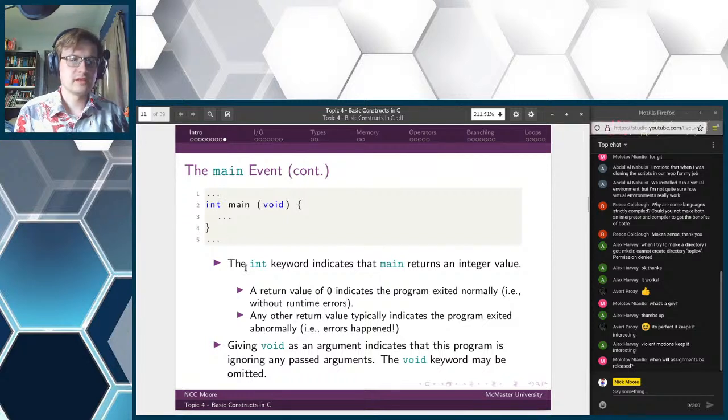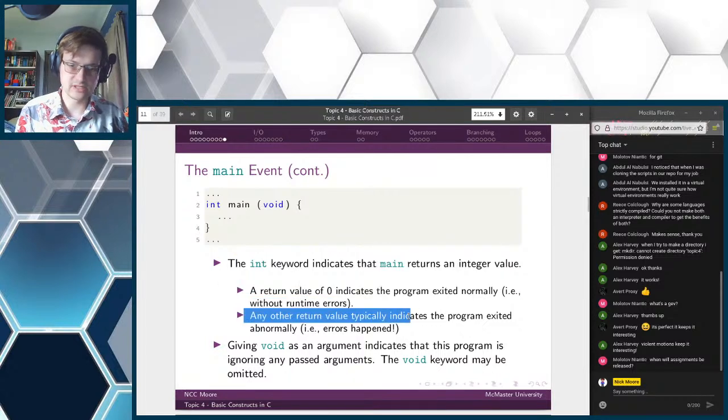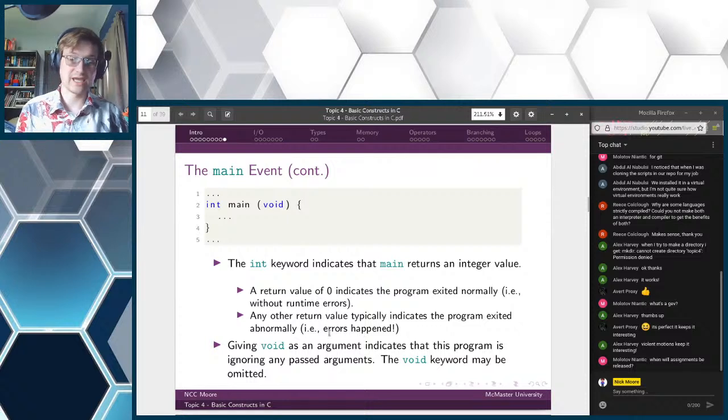Also, the int keyword indicates that main returns an integer value. A return value of 0 indicates that the program exited normally, i.e. without runtime errors. Any other return value typically indicates the program exited abnormally, i.e. errors happened. This is going to be more interesting once we learn how to do some shell scripting so that we can actually capture these return values of main functions from C programs and do stuff with them.